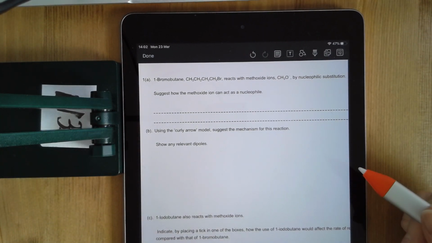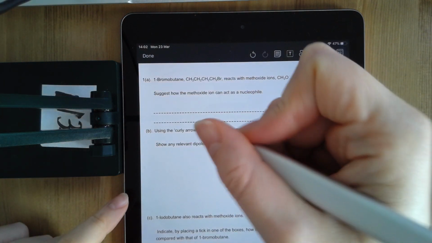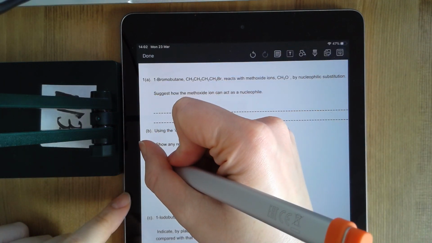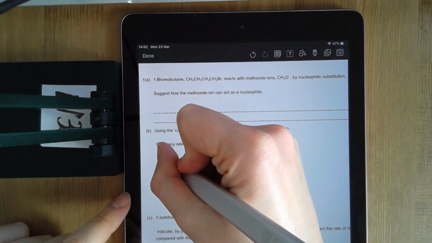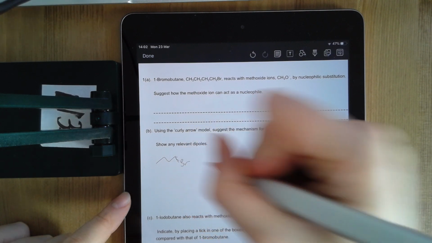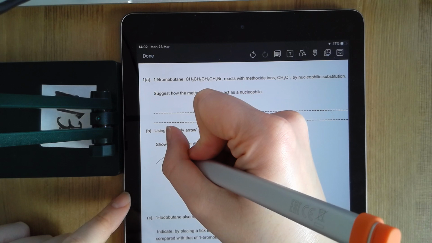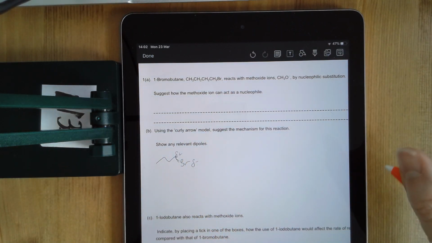I'm going to start with question 1b. You're given the reagents in 1a, so I'm going to draw out my 1-bromobutane. It's butane, so I have got 4 carbons, 1, 2, 3, 4, and I have got a bromine, and I'm going to have a delta positive charge on my carbon and a delta negative charge on my halogen.